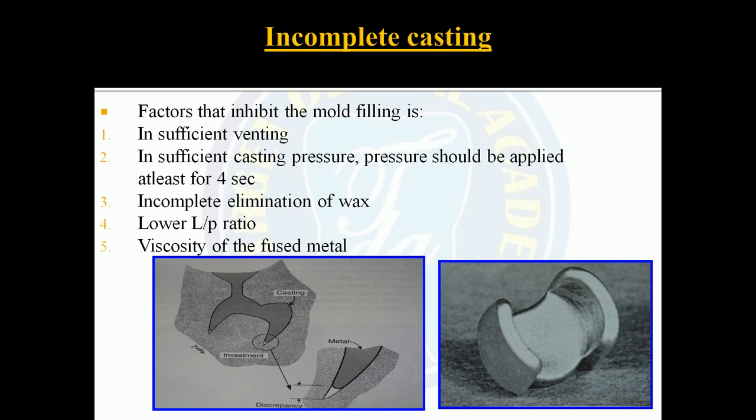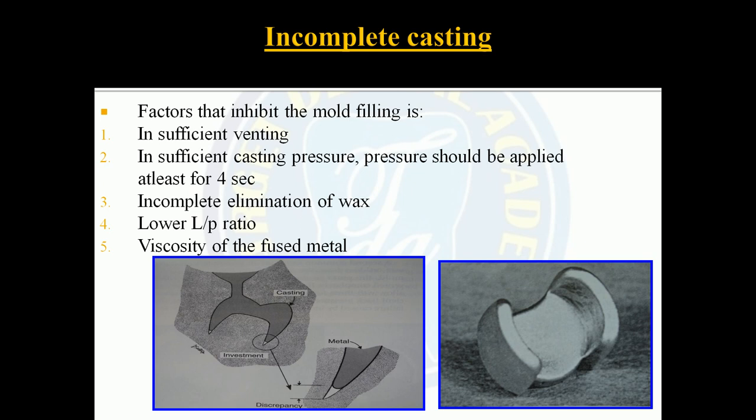Next MCQ, the asbestos liners used in a casting ring, answer is to permit expansion of the mold. Please write it down, these are very important questions. Next MCQ, the fins and the spines on the casting are seen due to, answer is rapid heating rate. Next is the component responsible for allergy in the dental casting alloy. As you all know, it is nickel.